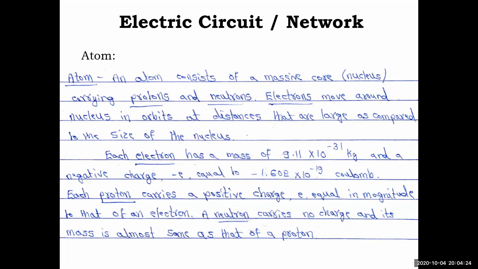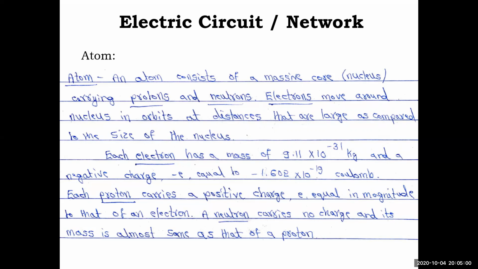Okay, and these electrons, protons and neutrons have their own characteristics, right? An electron has a mass of 9.11 × 10^-31 kg. That means it is very light, right? And it has a negative charge, and its value is -1.602 × 10^-19 coulomb, right? So the charge is that much. Similarly, a proton carries a positive charge compared to the electron, but of the same magnitude, 1.602 × 10^-19 coulomb. And a neutron is a neutral one. It carries no charge, and its mass is almost the same as that of a proton. Okay, so this is something about the atom.